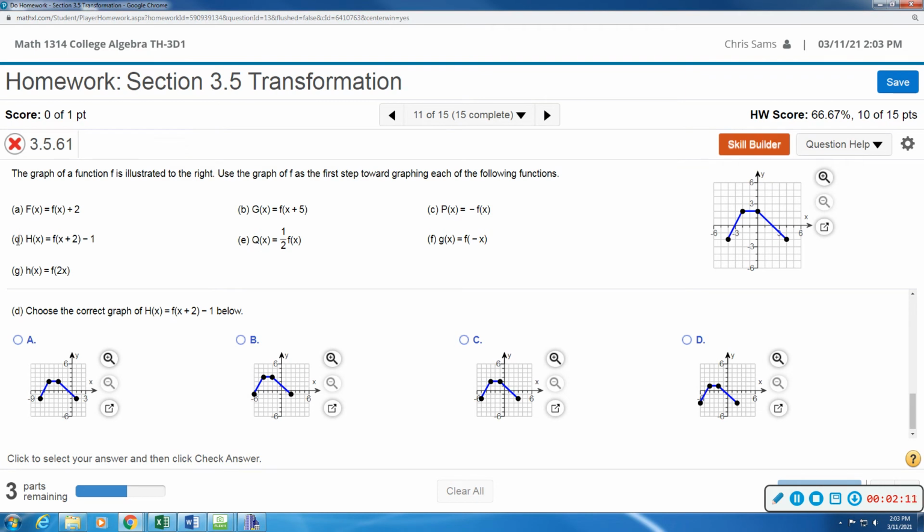Now for D, we want to shift left 2 and also shift down 1. So I want to take this, go left 2, down 1. So I want that point to be over here. And all the other points you would do the same. Left 2, down 1. D looks good so far. Can't really tell from that one. That doesn't look like it went left 2 and down 1. So we're going to go with D.